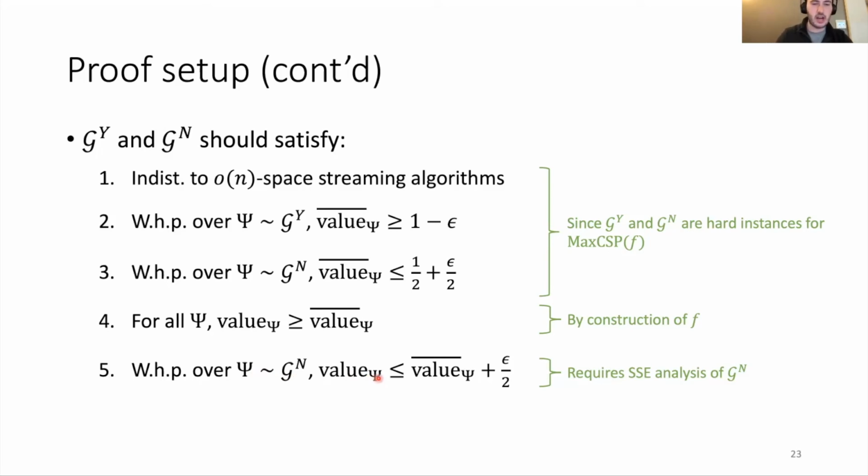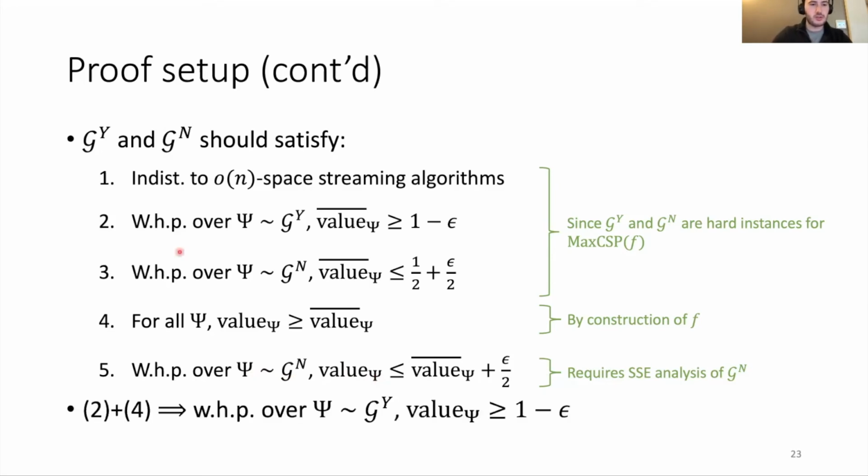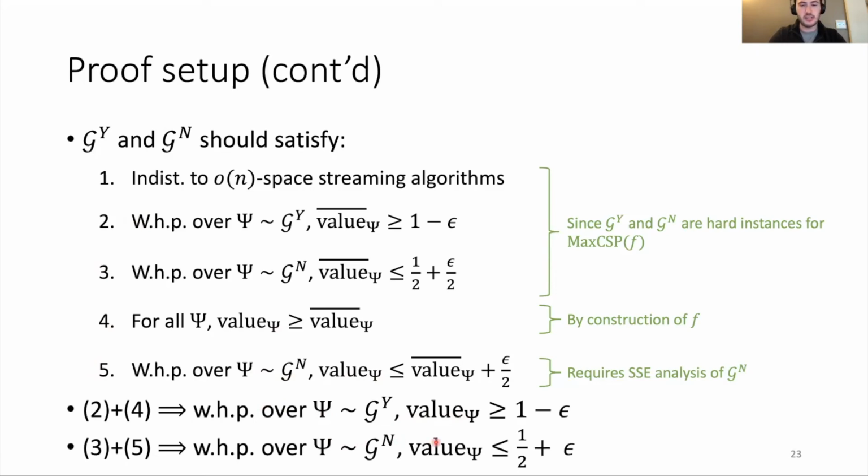And so why are all of these results together sufficient to prove the theorem? Note that 2 and 4 together imply that with high probability over a yes instance, its MAS value is at least 1 minus epsilon, whereas 3 and 5 together imply that with high probability over a no instance, its value is at most 1/2 plus epsilon.